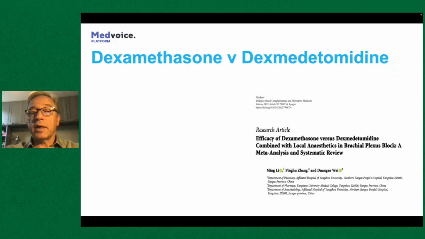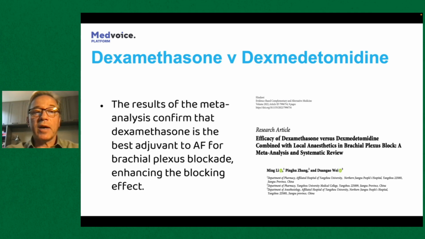The newer agents like dexamethasone or dexmedetomidine have been tried, and this is the research article comparing the efficacy of dexamethasone versus dexmedetomidine combined with the local anesthetics for the brachial plexus block. This was the meta-analysis and systematic review that was performed in 2022. And what have they found? They found that the results confirm that dexamethasone is the best adjunct to local anesthetic for brachial plexus blockade, enhancing the blocking effect, not dexmedetomidine.